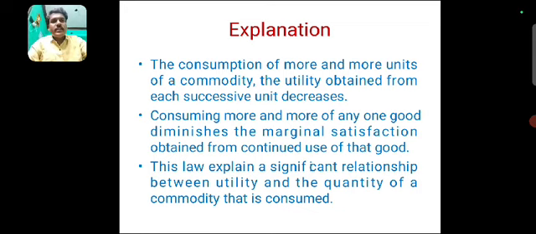Explanation of the theory: with the consumption of more and more units of a commodity, the utility obtained from each successive unit decreases. Consuming more and more of any one good diminishes the marginal satisfaction obtained from continued use of that good. This law explains a significant relationship between utility and the quantity of a commodity that is consumed.